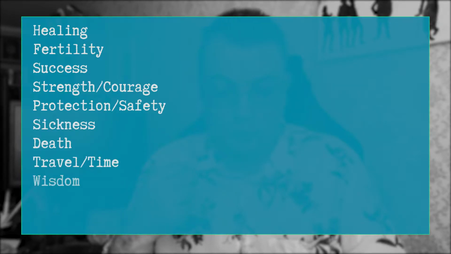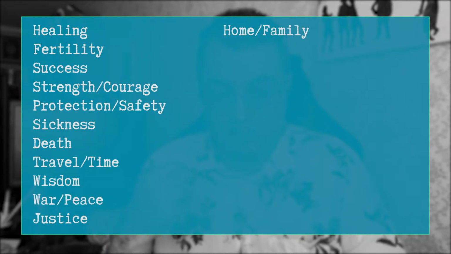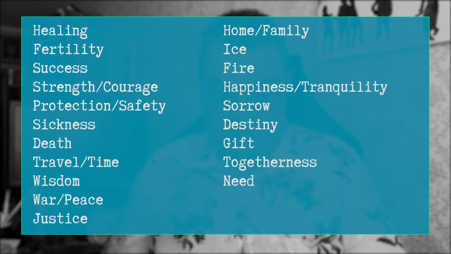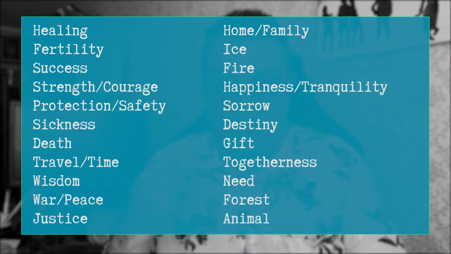It is healing, fertility, success, strength and courage, protection and safety, sickness, death, travel and time, wisdom, war and peace, justice, home and family, ice, fire, happiness and tranquility, sorrow, destiny, gift, togetherness, need, forest, animal, and day and night.